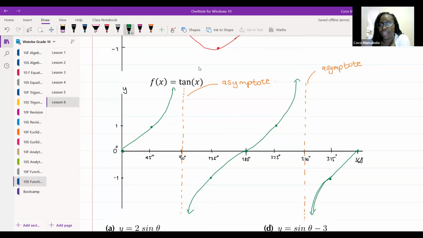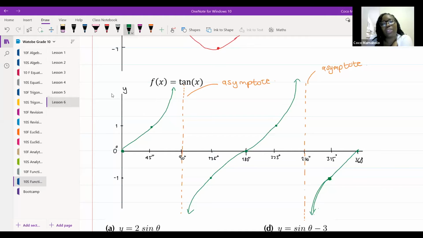Hi, guys, I tried. Hi, Ayaz. Ma'am, so yes. So we can't touch the asymptote. So then we should just do it like that. Yes. So it's not allowed to touch those graphs.